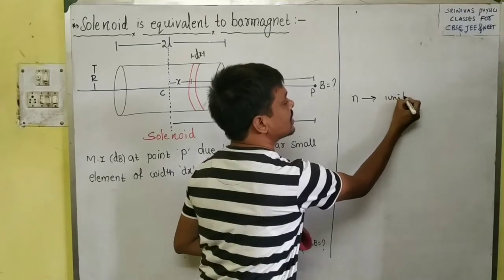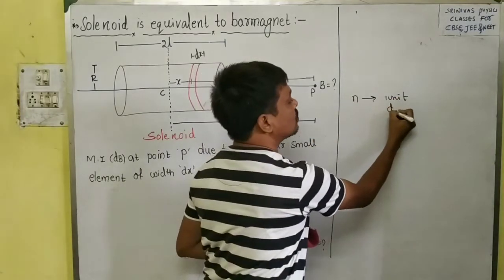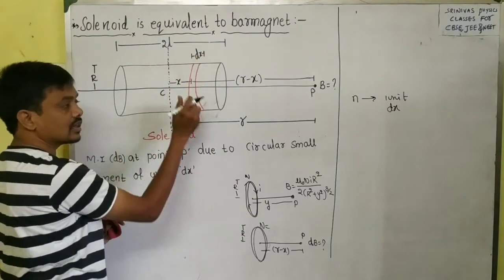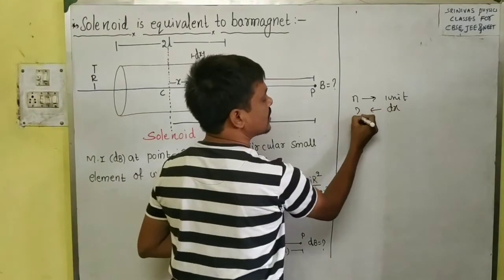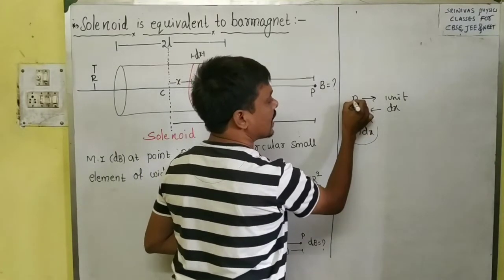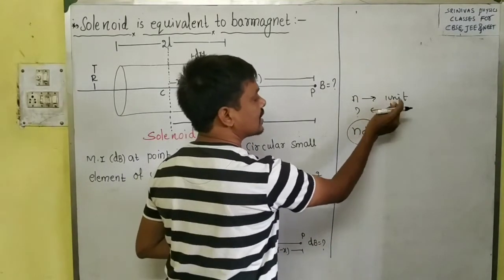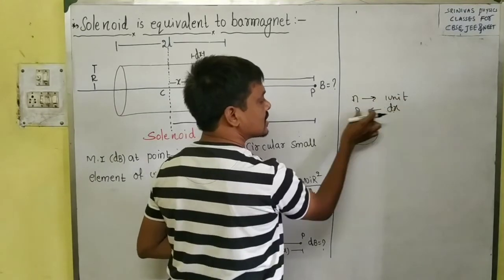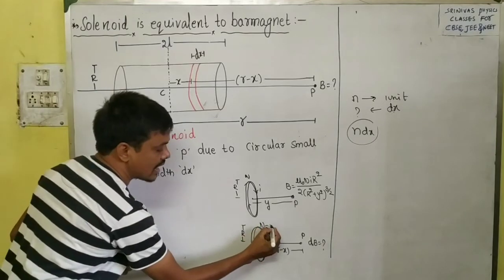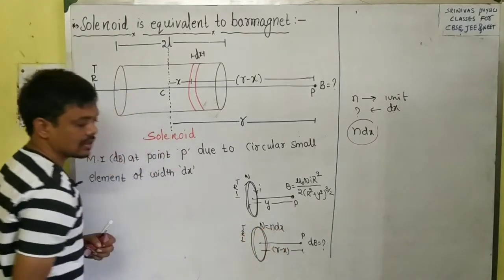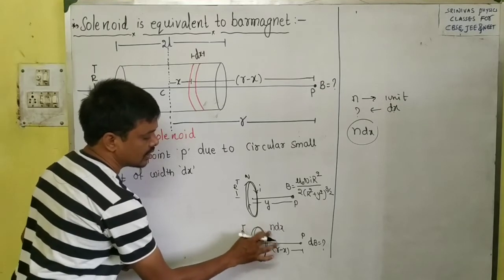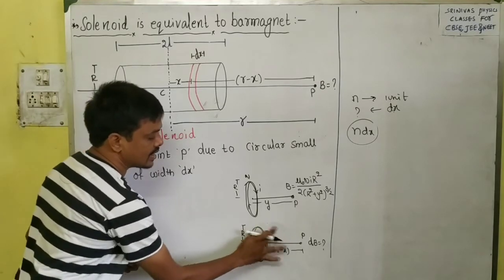For 1 unit length, this is the number of turns, but we have dx units of length for the small element, dx units of width. How many turns will be there? That is n dx. For 1 unit length n turns, so for dx, how many turns? Dx into n. The number of turns is n dx.